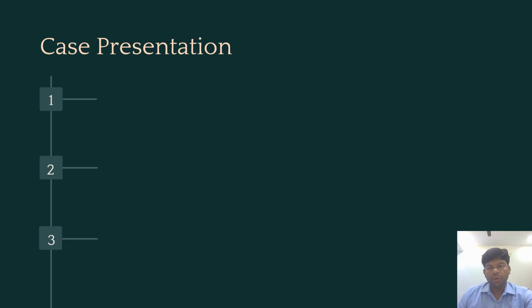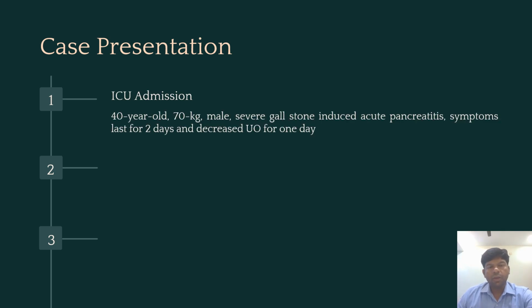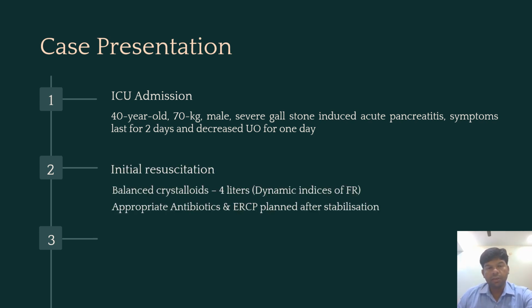Now coming to the topic of renal replacement therapy, and I will start with a case. This is a 40-year-old, 70 kg male patient admitted in ICU due to severe gallstone-induced acute pancreatitis. The patient has had severe acute abdominal pain for the last 2 days and decreased urine output for 1 day. The patient was resuscitated with 4 liters of balanced crystalloid, guided by the dynamic indices of fluid responsiveness. The patient was given appropriate antibiotics and ERCP is being planned after the initial stabilization.